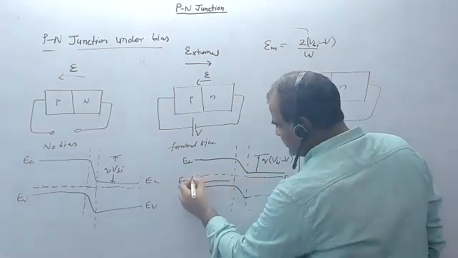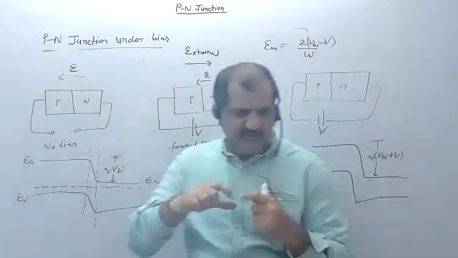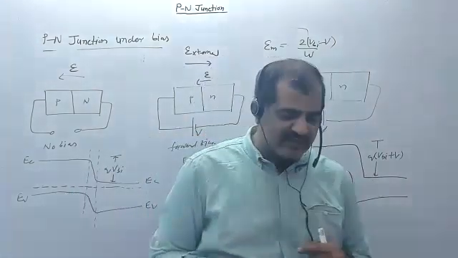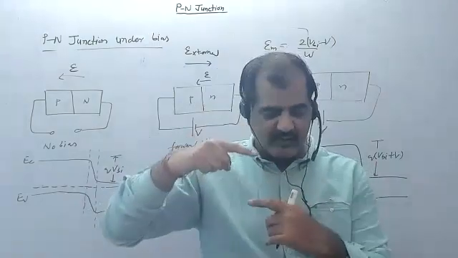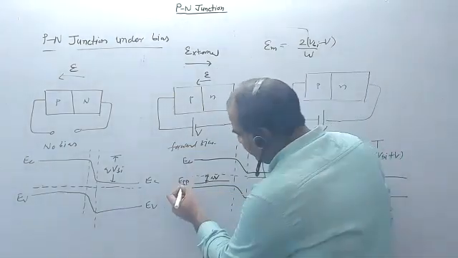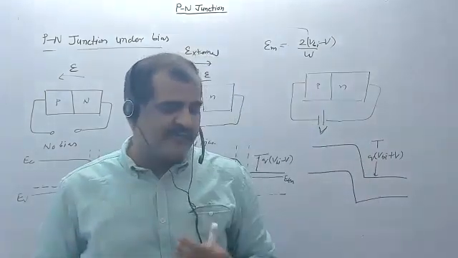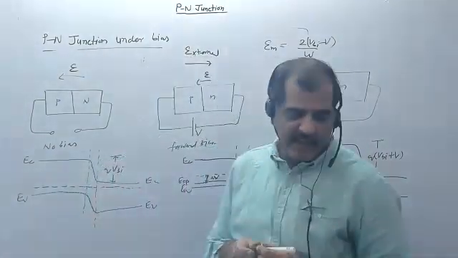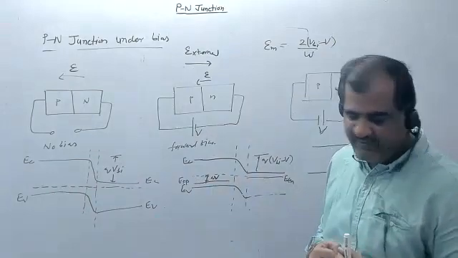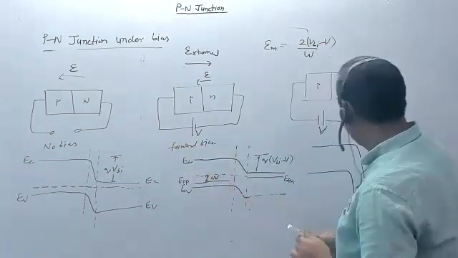So this gap is actually QV, the voltage I am applying. That creates a shift between the quasi Fermi levels. This is the quasi Fermi level of n type, and this is the quasi Fermi level of p type. Whenever there is a shift in the Fermi level, only then can current flow, otherwise you cannot. In order to flow current, you have to create a gap between the Fermi levels.